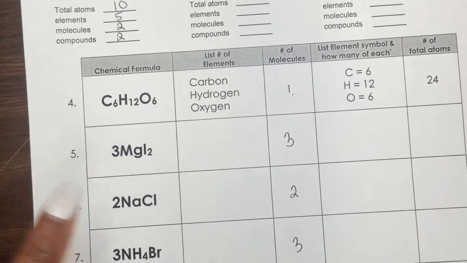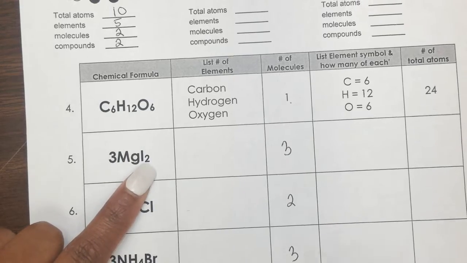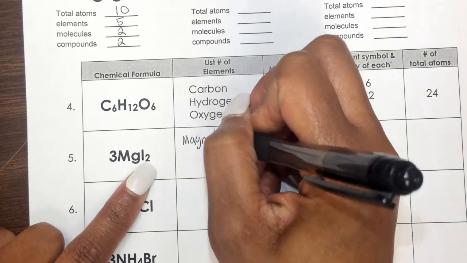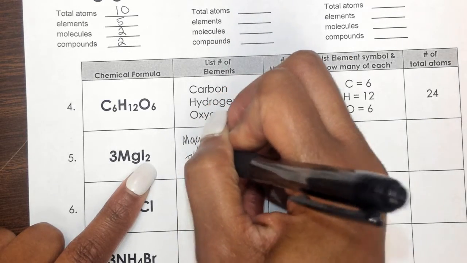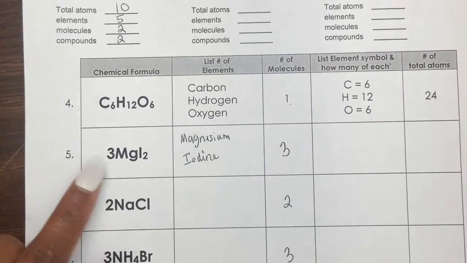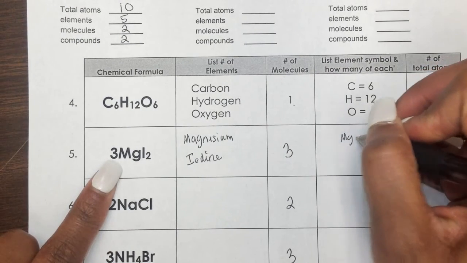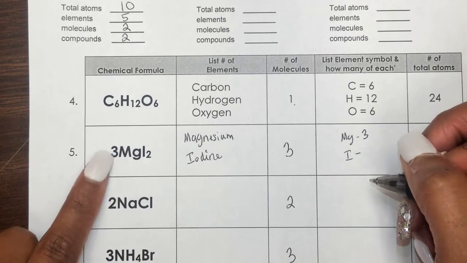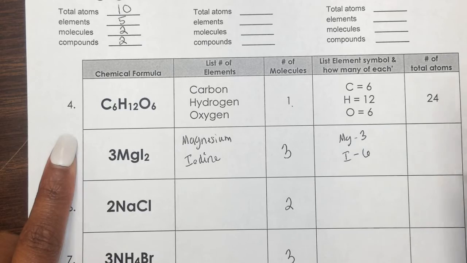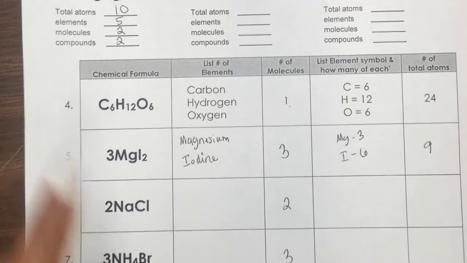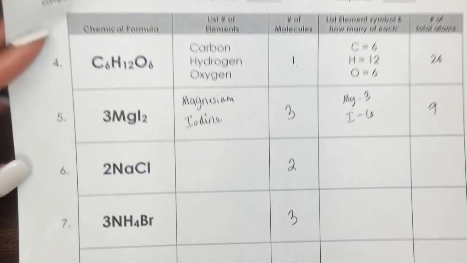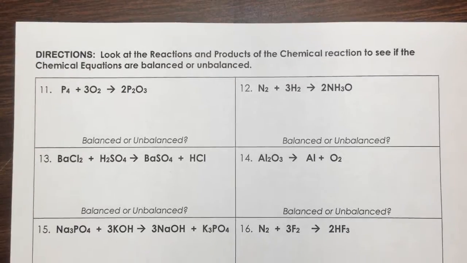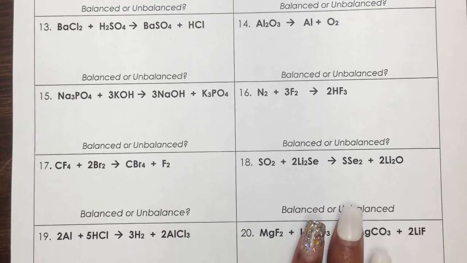And now we're just counting. So this is magnesium, and then this is iodine. For magnesium, I have 3. I have a coefficient of 3. And then for iodine, I have 3 times 2, which gives me 6. And my total is 9. Okay, so you're just counting atoms again. And then on the back, we did balanced and unbalanced equations. And I will do this in another video.